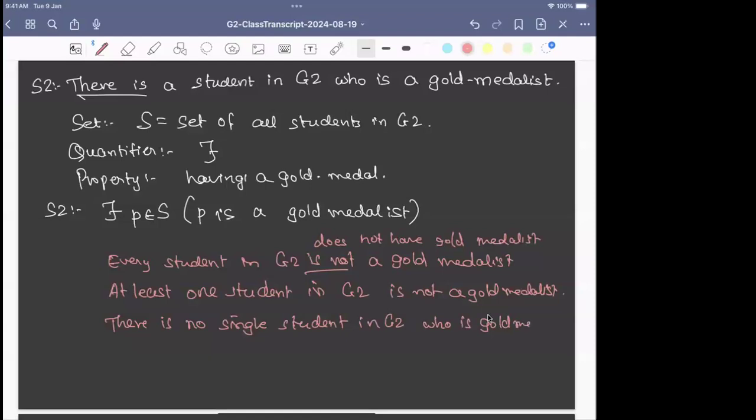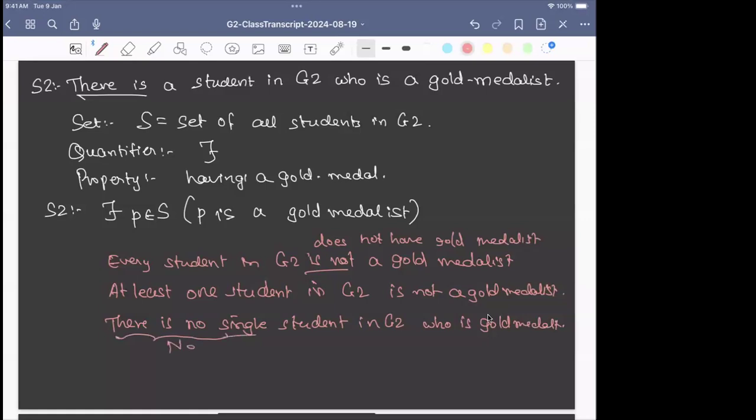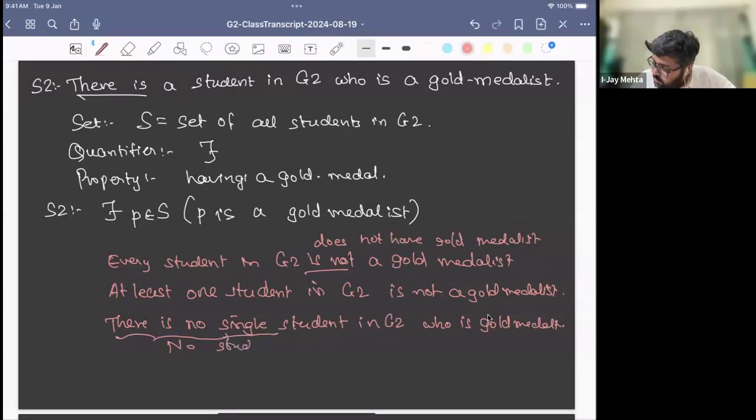No one is there who has a gold medal. No student. So can I replace this by "no student"? Yes, you can. Okay, good. Somebody else also raised a hand. Yes, Pragya.